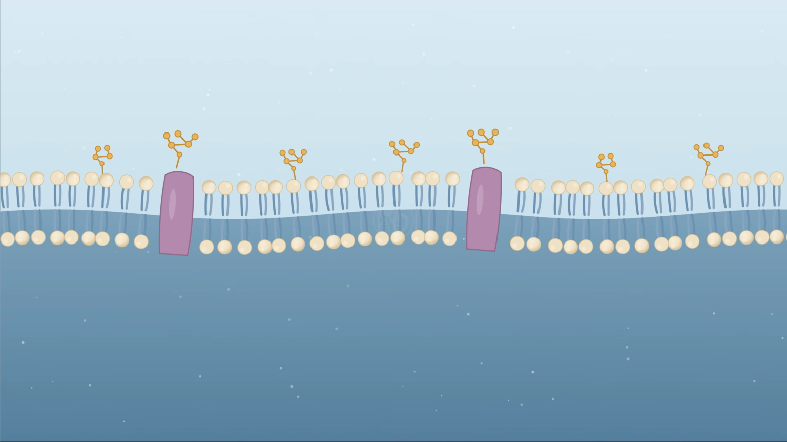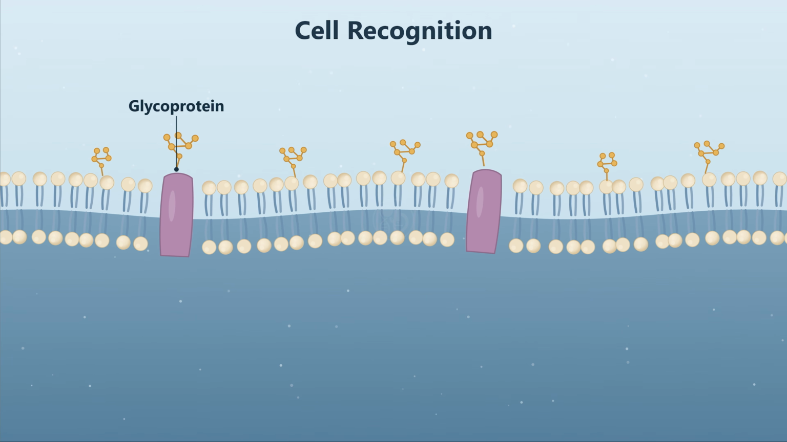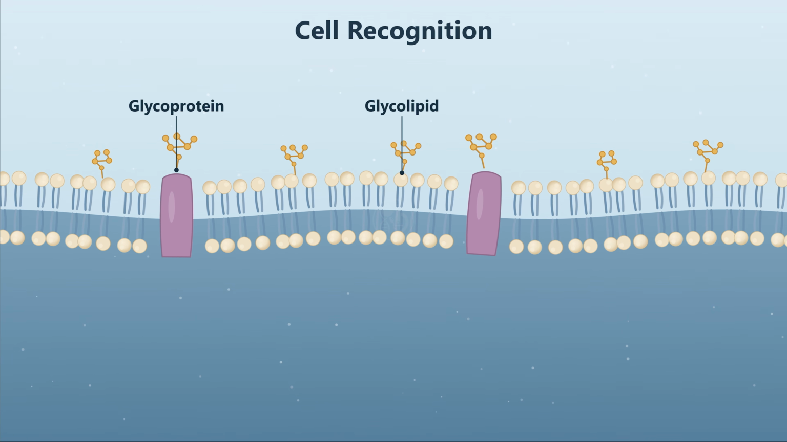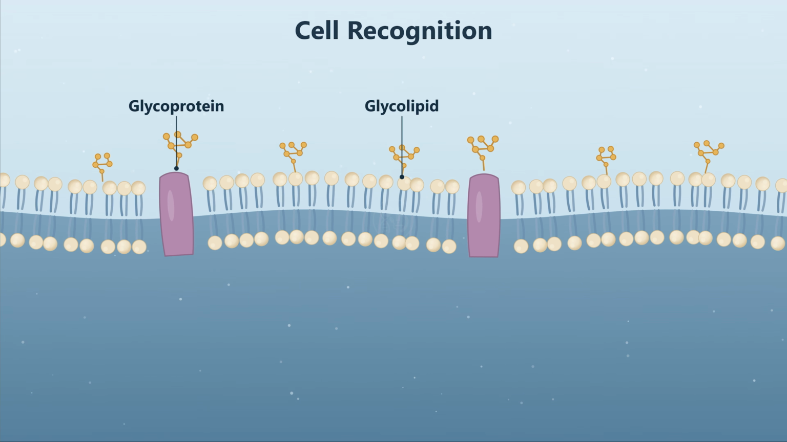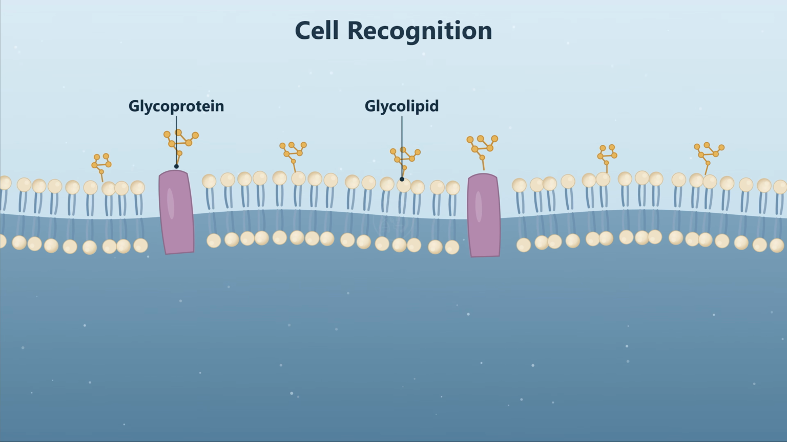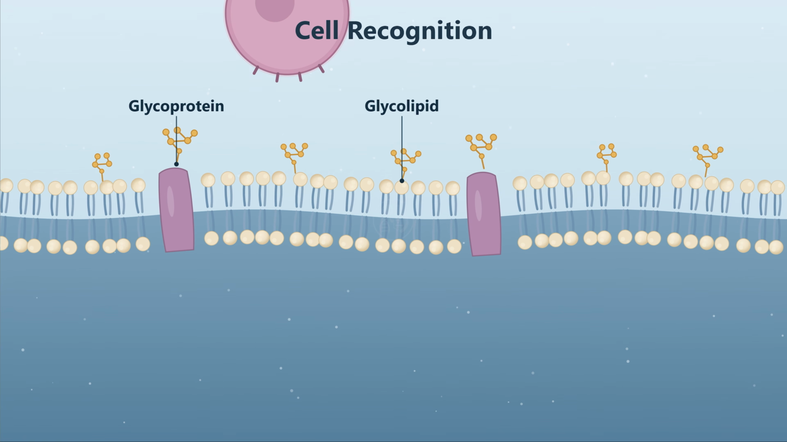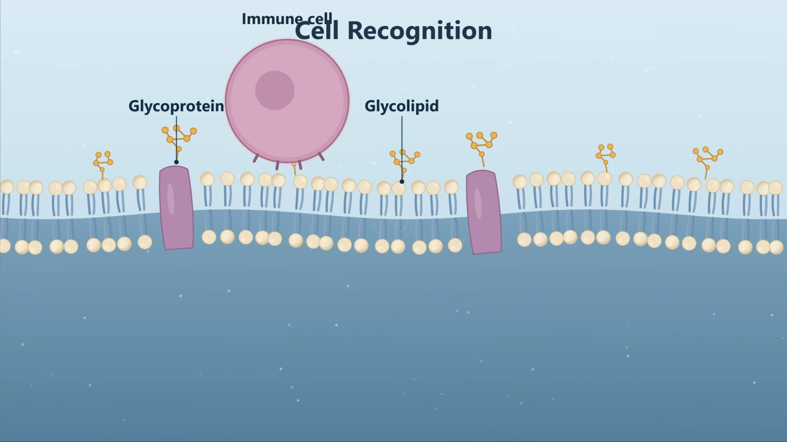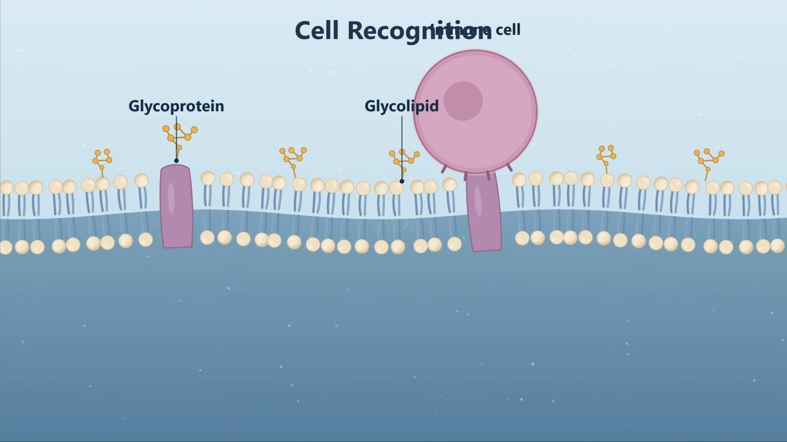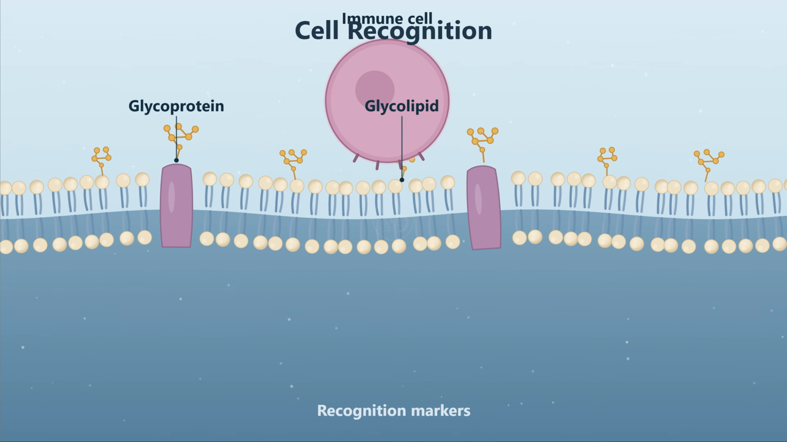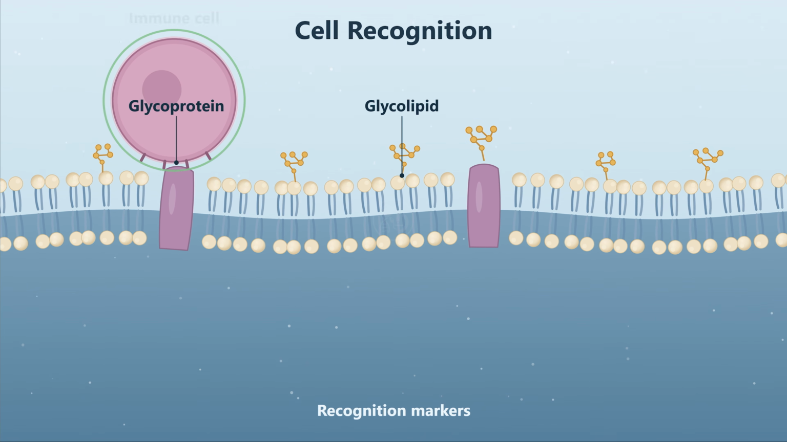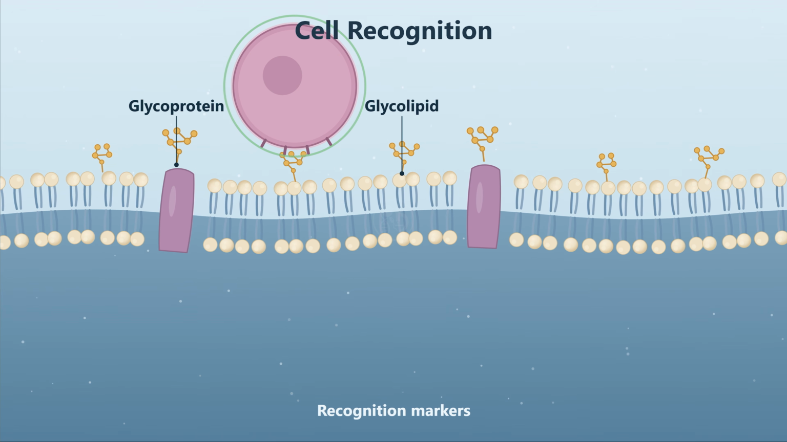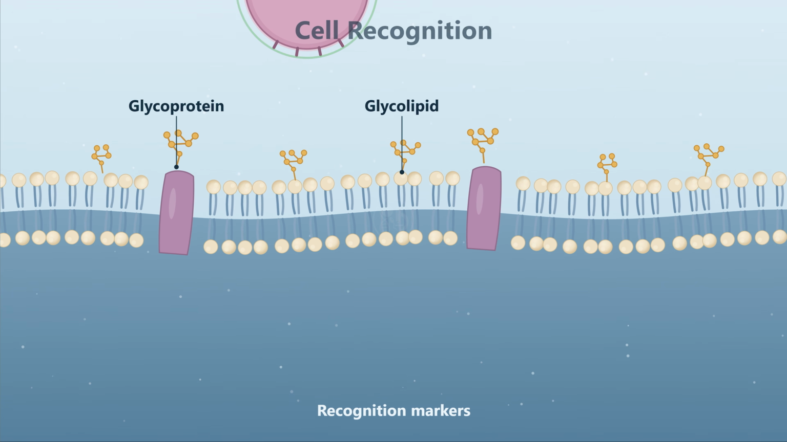Carbohydrate chains occur mainly on the extracellular surface of the plasma membrane. When attached to proteins, they form glycoproteins. When attached to lipids, they form glycolipids. Together, these carbohydrates contribute to the glycocalyx and act as recognition markers during cell adhesion, tissue organization, and immune system interactions.